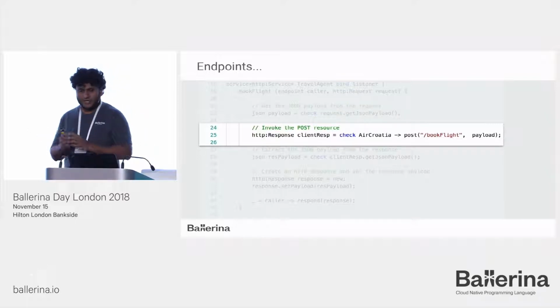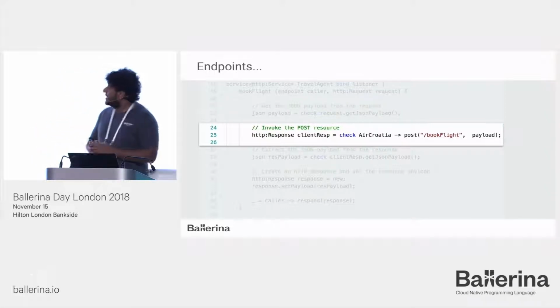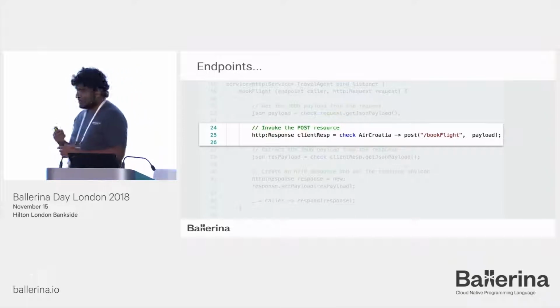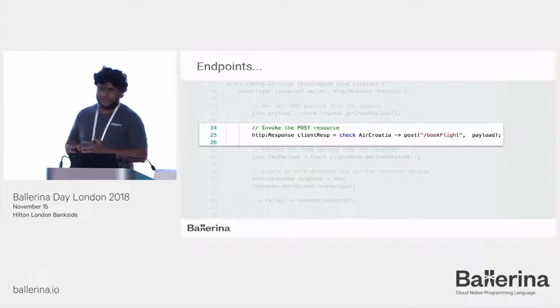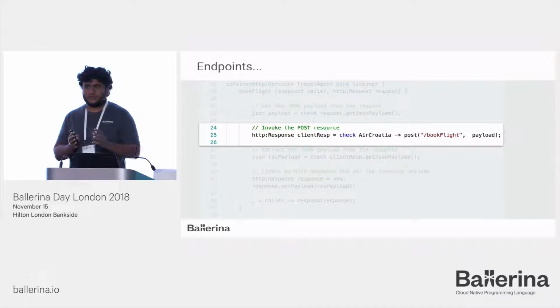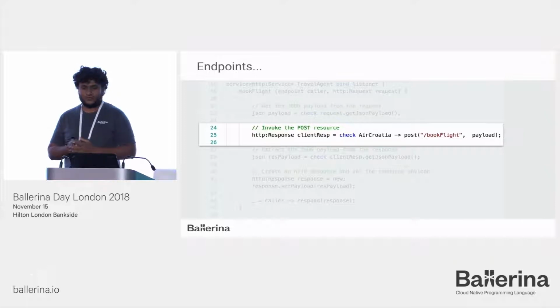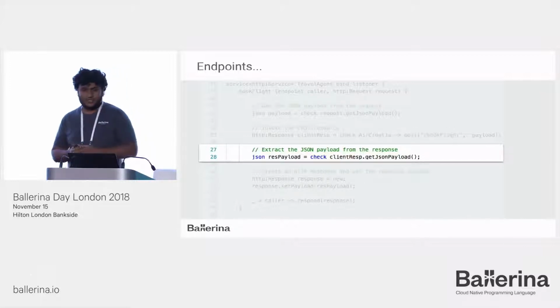If you look at this diagram, this is a simple scenario of doing a flight reservation. This is a sequence diagram of what we are going to do in that scenario. We have a caller, and we do a call to a specific endpoint, the Air Croatia endpoint here. We are going to do a network call to that, and get a response out of that. Let's see how that is done in Ballerina.